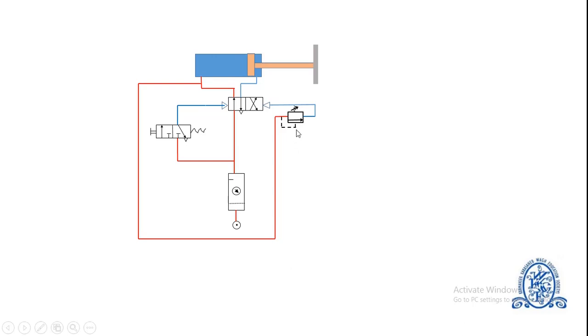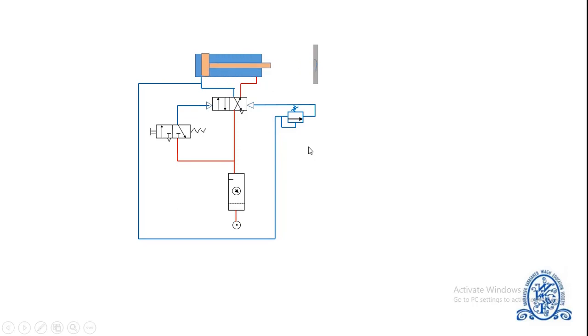Now, when actually the imprinting takes place, then the pressure of the system increases, and that causes this valve, the sequence valve, to open. Once the sequence valve is open, then the 4x2 direction control valve is reset to its original position, and thereby the annulus side is pressurized, causing the retraction of the piston.